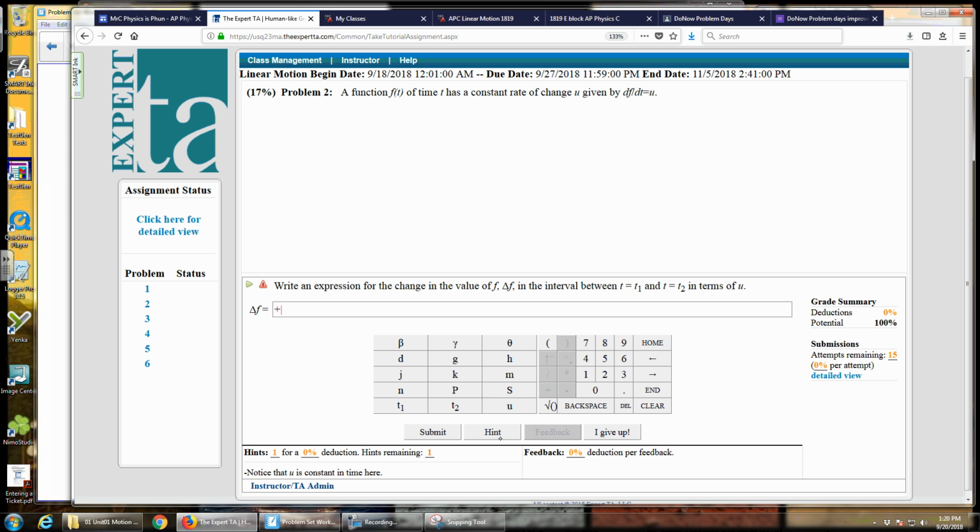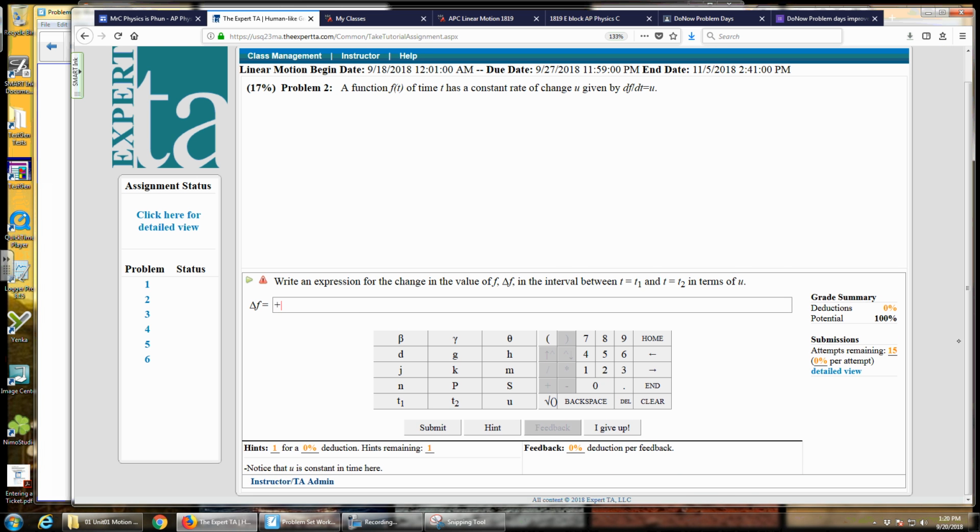Interesting. Okay, I hit hint. It didn't give any, did it? No, I think. Notice that u is a constant. Oh, okay. Try any of the expressions for u, but make sure you set your limits carefully for the right result. Okay. Do I have a value? No. Okay.